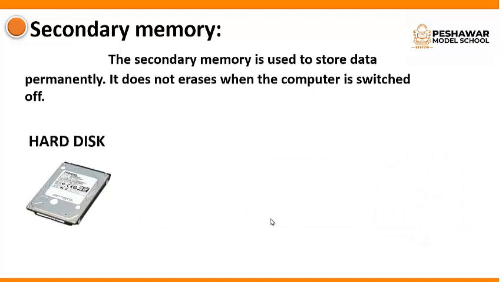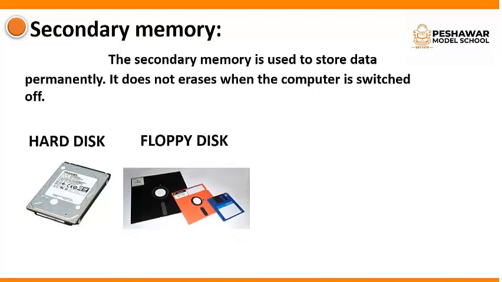Hard disk. A hard disk is a magnetic disk. It stores all software and data. It is fixed inside the CPU. Floppy disk. A floppy disk is a portable storage device that allows you to store a small amount of data.